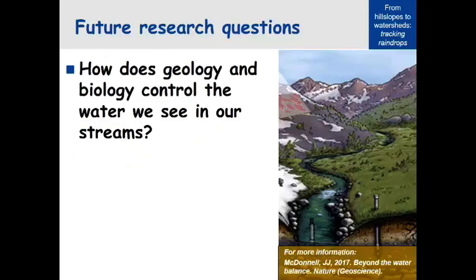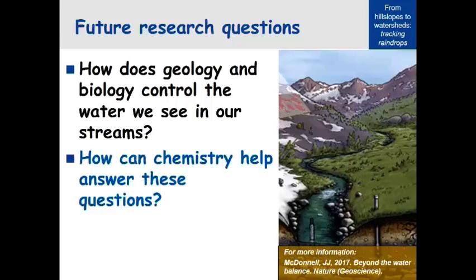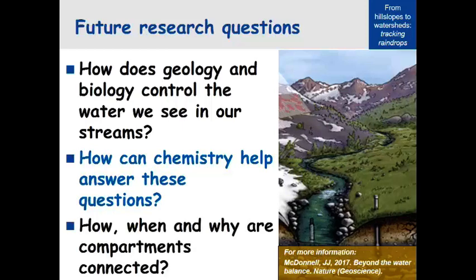I think really it's maybe broadening the way we approach things in these kinds of landscapes. It's asking much more general questions about how geology and biology control the water we see in the streams. How can chemistry help answer these questions? And really, how, when, and why are these what often seem like isolated compartments connected in very episodic ways? And I'm looking forward to collaborations with the group here in terms of meshing some of these ideas with these approaches that we've been hearing about so far.